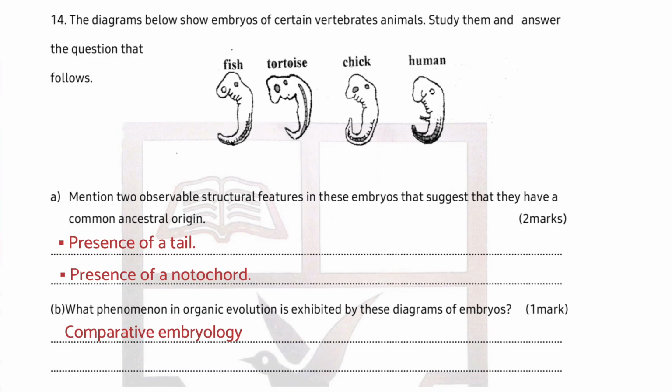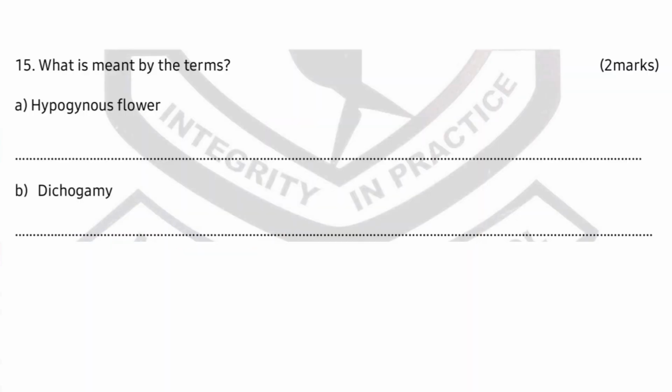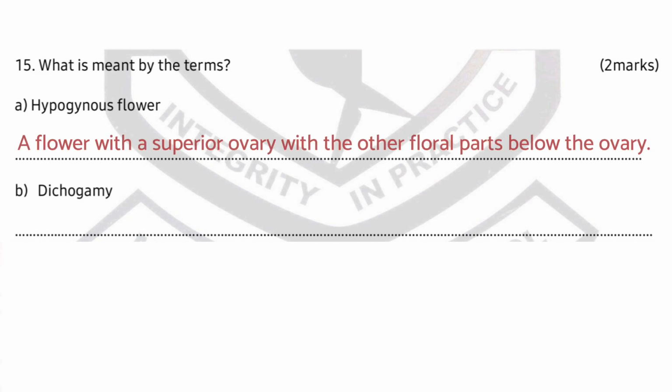Okay, moving on to question number 15. What is meant by the terms, part A, hypogynous flower? A hypogynous flower is a flower that has a superior ovary, where you're going to have the floral parts below the ovary.